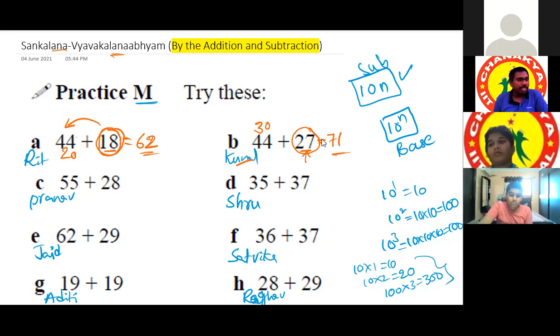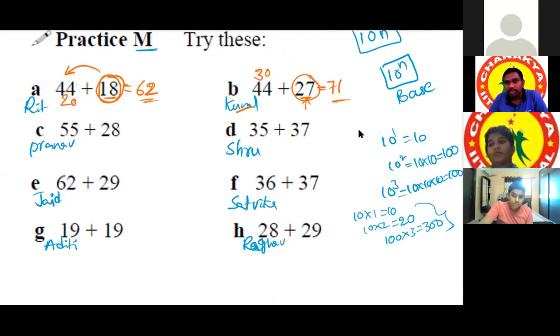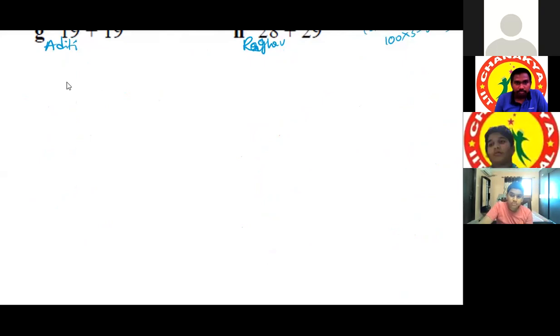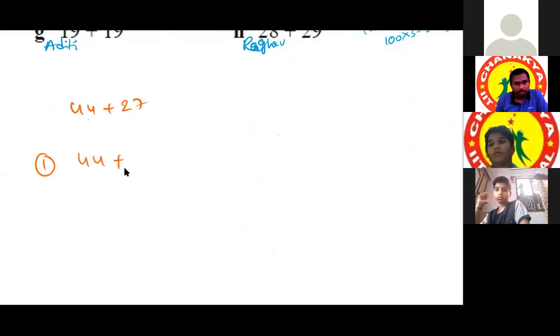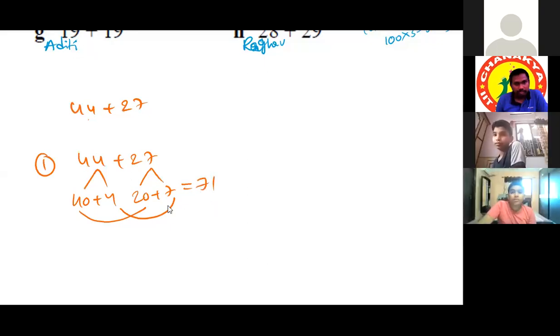We have many ways to do one mathematical question. Suppose this is the question: 44 plus 27. One approach is splitting this number as 40 and 4, and this number as 20 and 7. So 40 and 20 is 60. 4 and 7 is 11. The sum is 71. This is one approach.